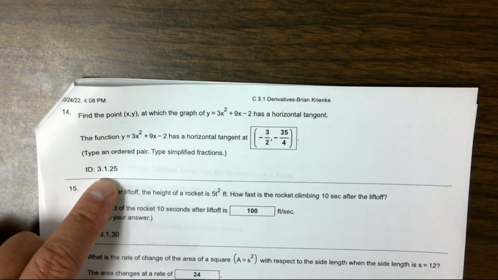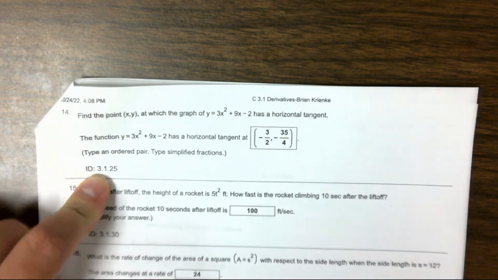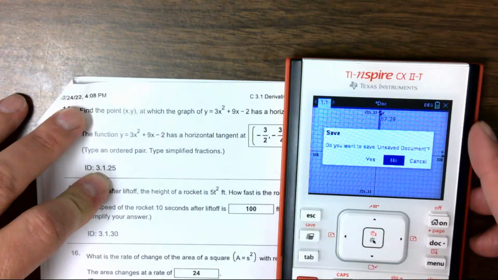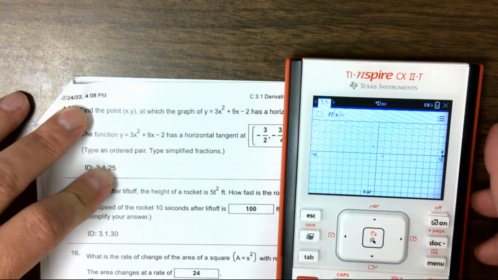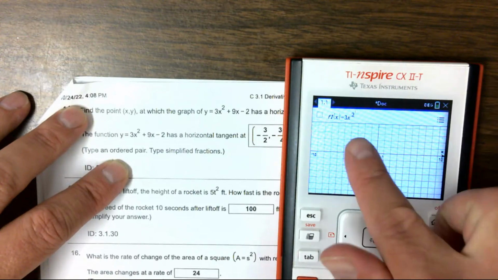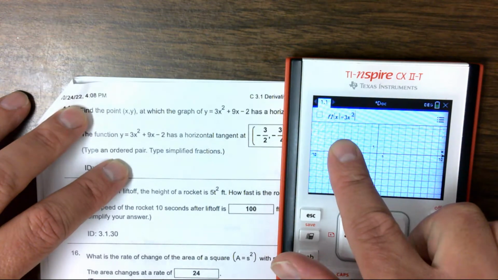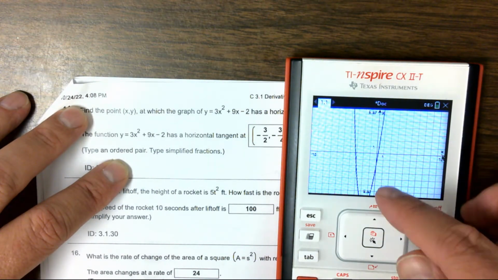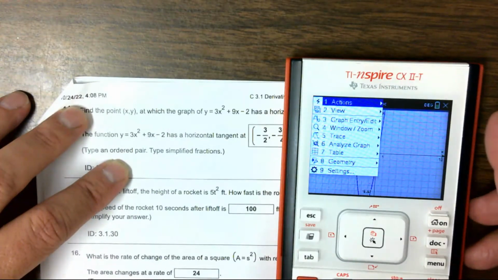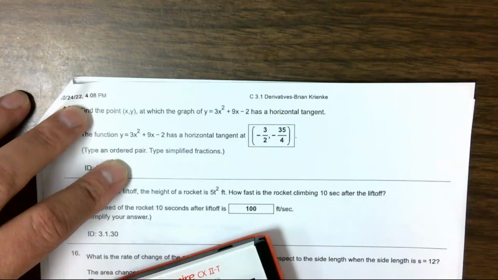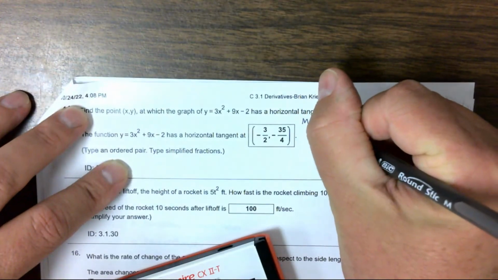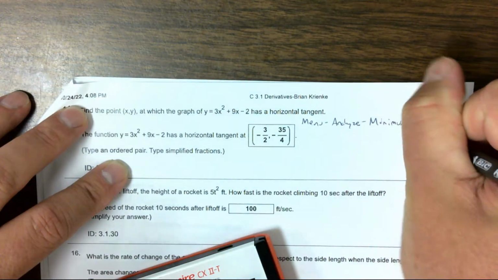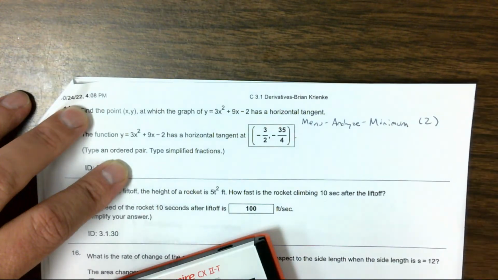So in the book, when I did it, it was a whole number basically. But on this, it looks like a fraction. 3x squared. Yeah, if you have a number in front of x squared, it's probably going to be a fraction. So in this case, you want to do menu, analyze, minimum, which was number 2.